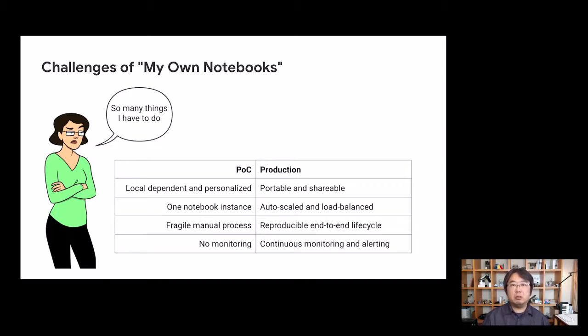And also, everything should not depend on a fragile manual process. Instead, everything should be reproducible and automated, as an end-to-end life cycle. Lastly, you have to think about monitoring. Because it's a production system, you need a monitoring and alerting system.